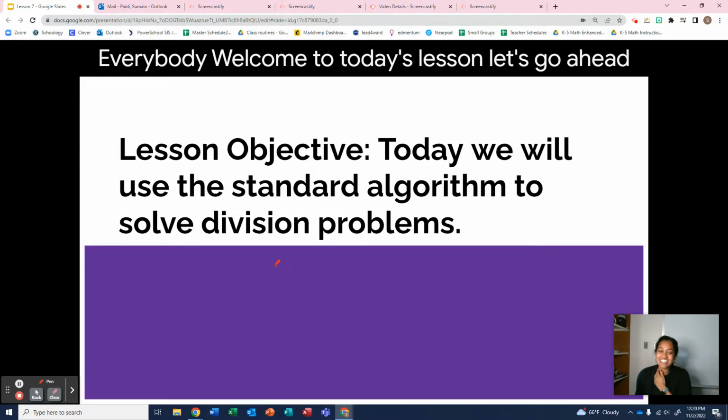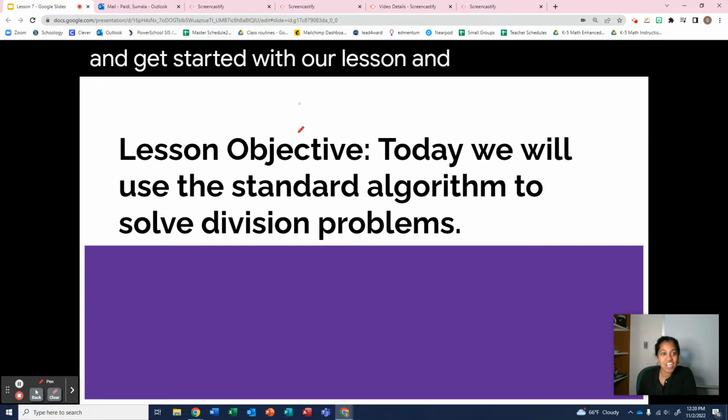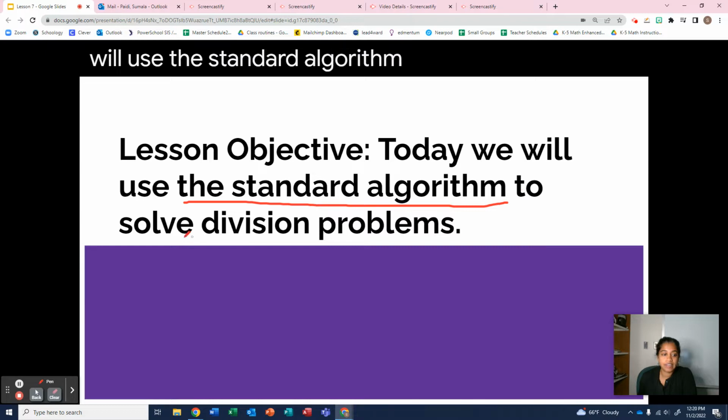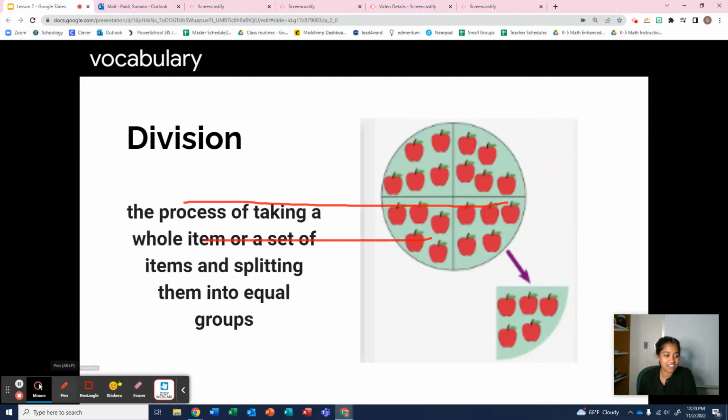Let's go ahead and get started with our lesson objective. Today we will use the standard algorithm to solve division problems. All right, let's go ahead and get into our vocabulary.